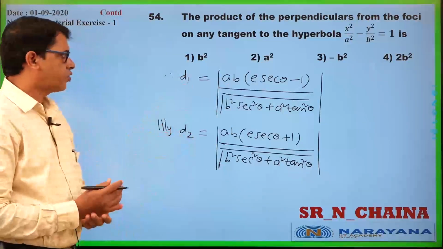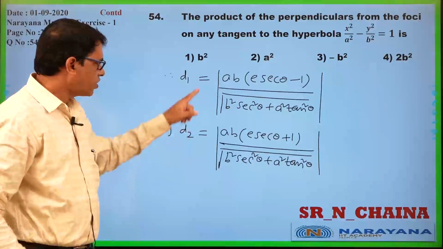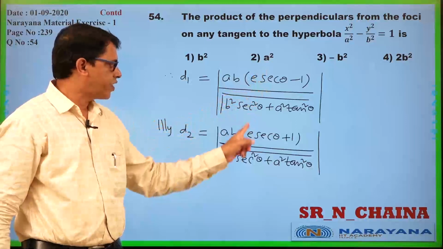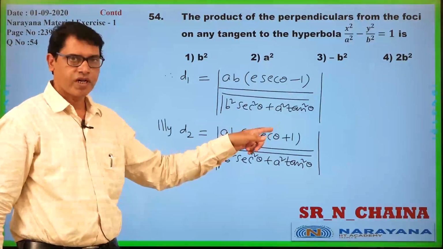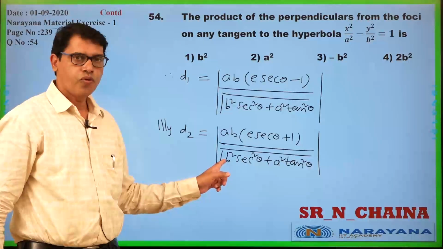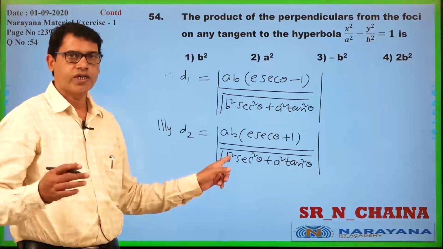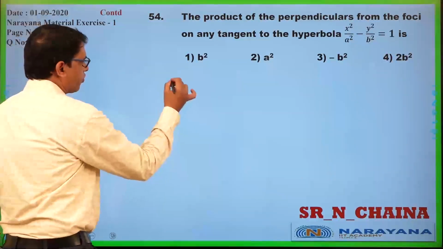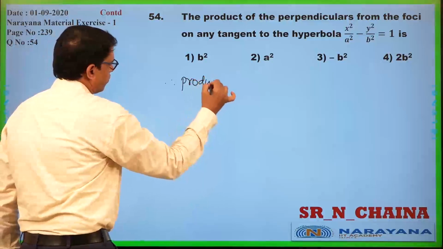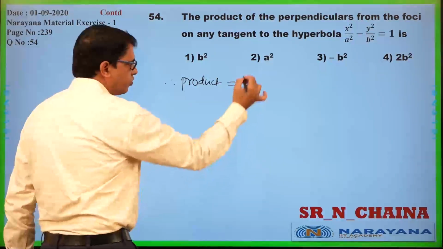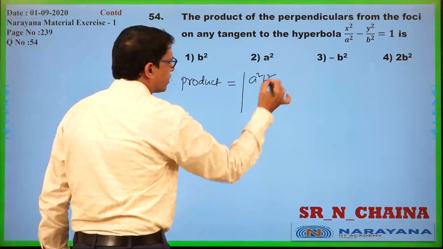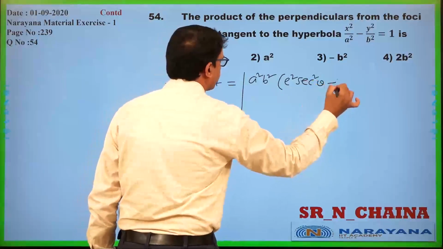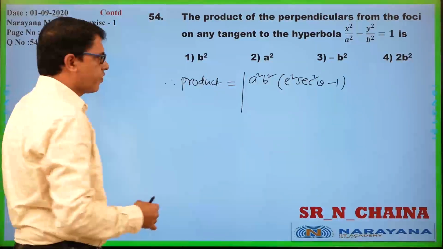Simple, multiply these two. If you multiply these two, d1 d2 equals a square b square into e square secant square theta, a plus b into a minus b, a square minus b square. In the denominator, root gets eliminated. Therefore, the product of perpendiculars equals a square b square into e square secant square theta minus 1, a plus b into a minus b, a square minus b square.